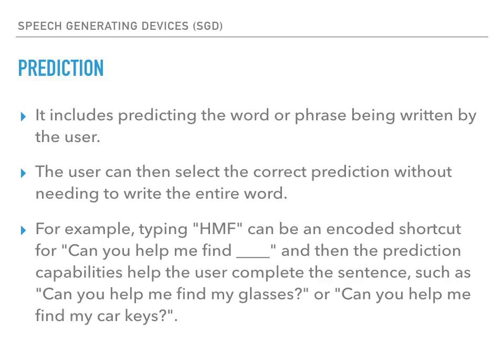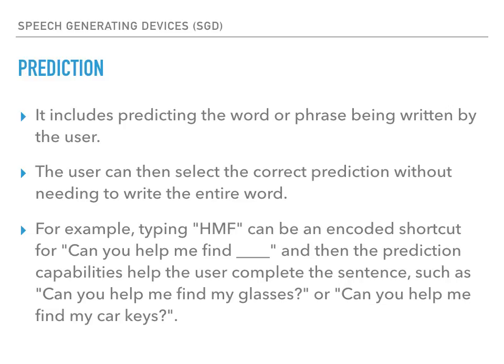On the other hand, prediction includes predicting the word or phrase being written by the user. Prediction is a rate enhancement strategy in which the SGD attempts to reduce the number of keystrokes used by predicting a word or phrase. The user can then select the correct prediction without needing to write the entire word. Word prediction software may determine the choices to be offered based on the frequency in the language, association with other words, past choices of the user, or grammatical suitability.